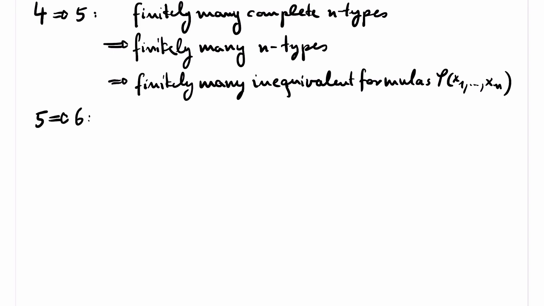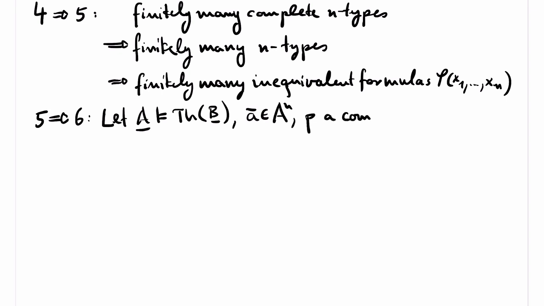For the implication from 5 to 6, we have to show that every model of the theory of B is omega-saturated. So let A be a model of the theory of B. Let little a be an n-tuple of elements of A, and let P be a complete 1-type over A with parameters from little a. What we have to show is that P is realized in A.